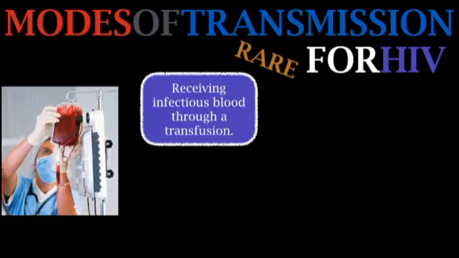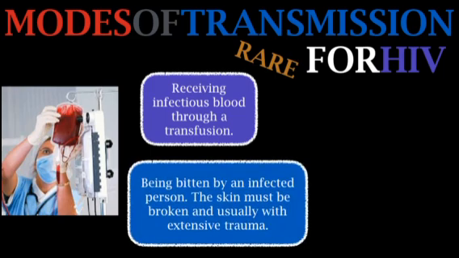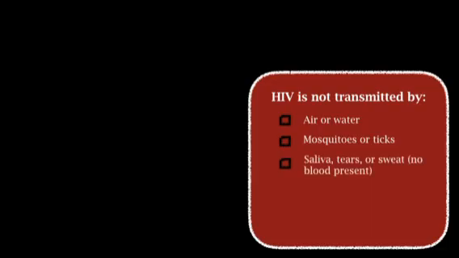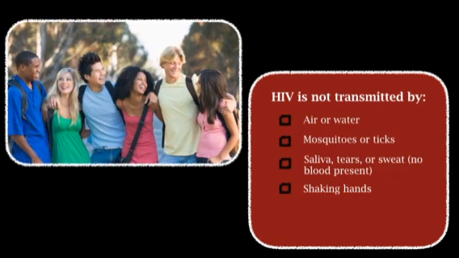This was more common before rigorous screening of blood products was put into place in 1992. Being bitten by an infected person. The skin must be broken and usually with extensive trauma. Contact between broken skin, wounds, or mucous membranes and HIV-infected blood or body fluids. HIV is not transmitted by air or water, mosquitoes or ticks, saliva, tears, or sweat. Blood must not be present. Shaking hands, social kissing, or toilet seats.